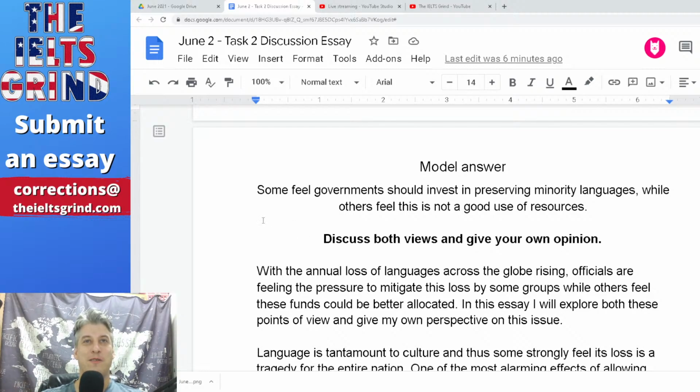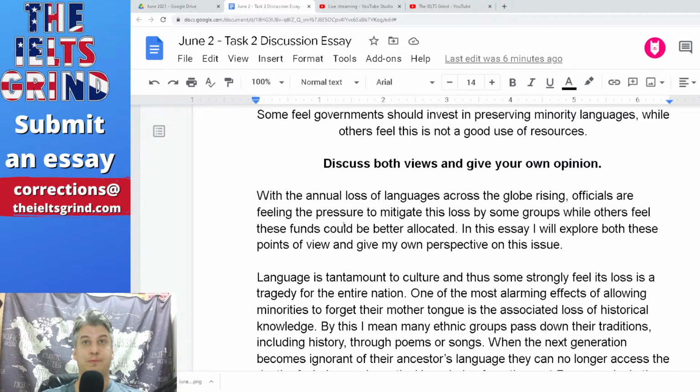Okay, so let's remind ourselves of the essay question. Some feel government should invest in preserving minority languages, while others feel this is not a good use of resources. Discuss both views and give your own opinion. So, in my introduction, I have got 2 sentences. I've written this as a native speaker, so sometimes the vocabulary or the way that I structure things may be high level, but you can learn to adapt the sentences and the vocabulary for yourselves.